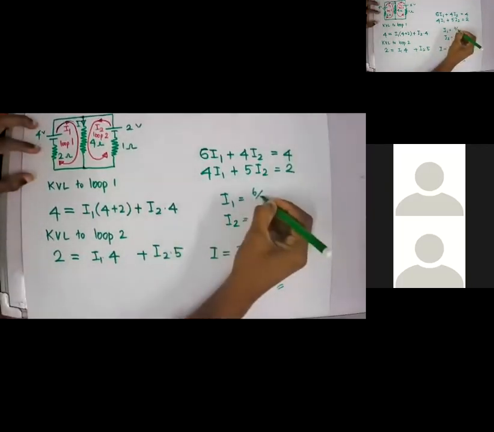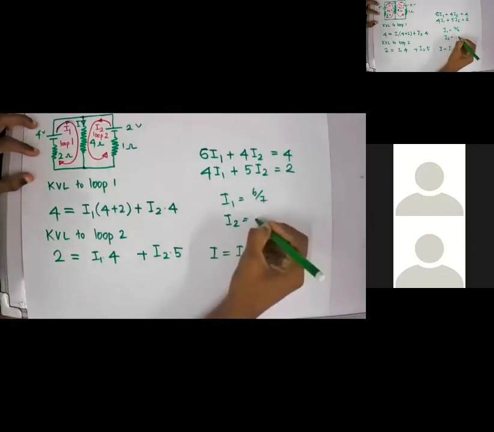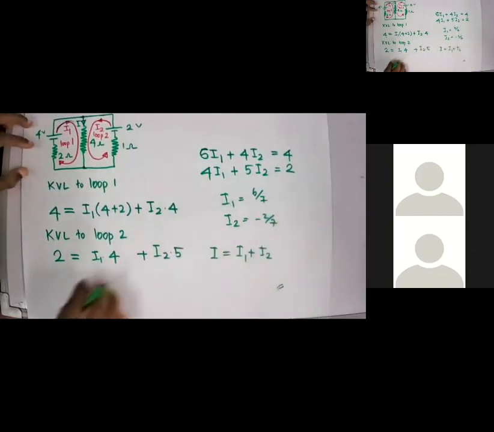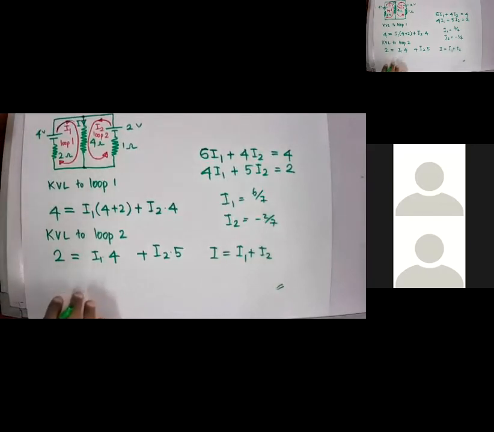Was it I1 equals 6 by 7 and I2 equals minus 2 by 7? Am I right? Yes, yes, yes. You are right. Okay, right?